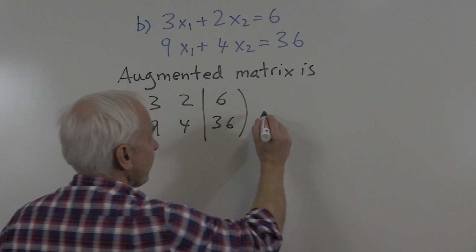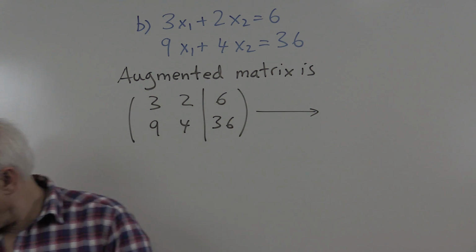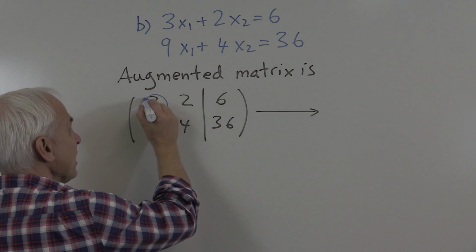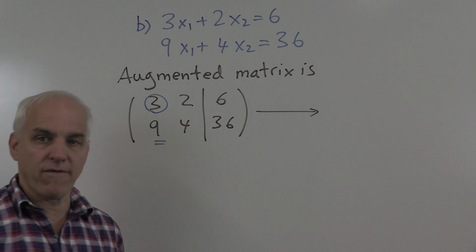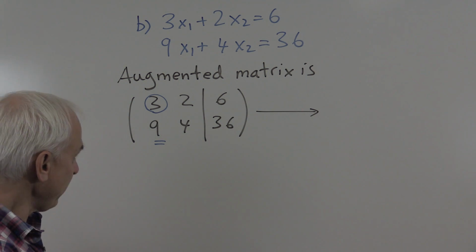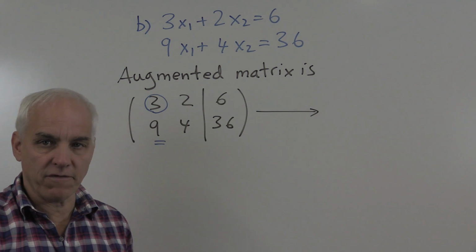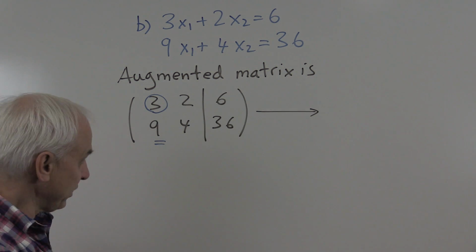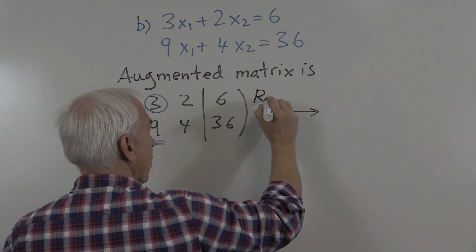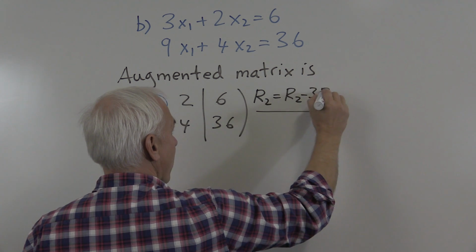And now we're going to row reduce. And the idea is that we're going to use this entry here to get rid of the entry below it. How are we going to do that? Well, we're going to take the second row and subtract a multiple of the first row. In fact, we're going to do exactly the same thing that we did in the previous question. So we're going to set row 2 equal to row 2 minus 3 times row 1.